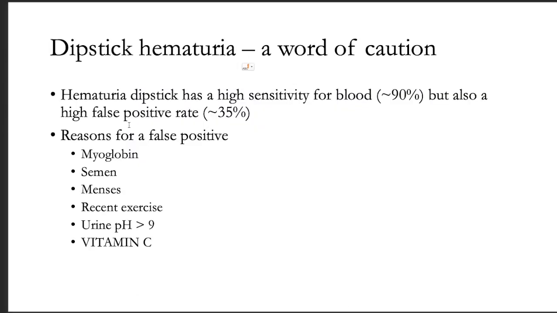One thing to know about dipstick hematuria, it has a very high false positive rate. For many reasons, you might not even know what caused it, but some things to think about are myoglobin, semen, if you have someone who's menstruating and some of that got into the urine, recent exercise, alkaline urine, or someone who's taking lots of vitamin C.